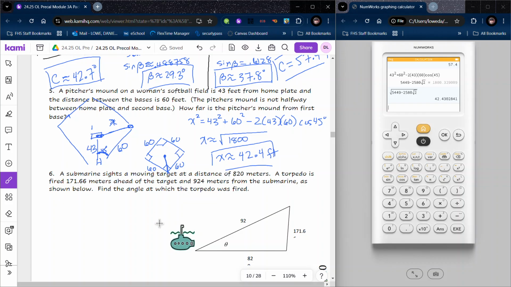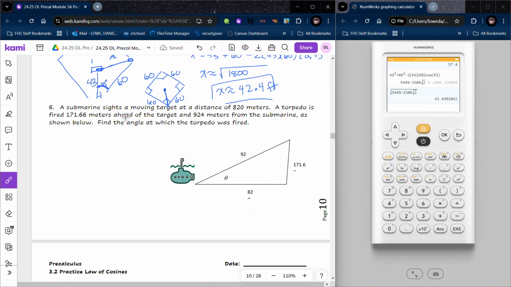Next application problem. We have a submarine and it sights a moving target at a distance of 820 meters. I don't know why that says 82, so this should say 820. A torpedo is fired 171.66 meters ahead of the target and 924 meters from the submarine as shown below. Find the angle, right? So we want to find this angle theta at which the torpedo was shot.